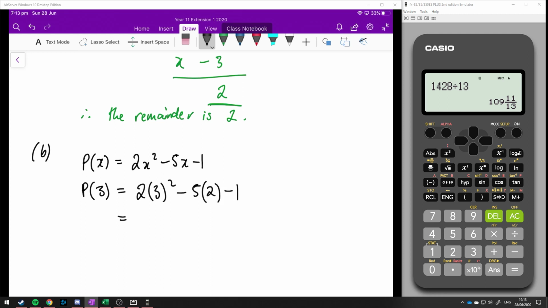So working this bit out, 3 squared is equal to 9, times that by 2 is equal to 18. 18 minus 10 minus 1. And that doesn't actually give us the value we want. What the... Oh, because I put 2 in and not 3. Okay, let me try that again. 5 lots of 3 is 15, so 18 minus 15 minus 1, which is equal to 2. And there we go. That gives us the answer that we want.